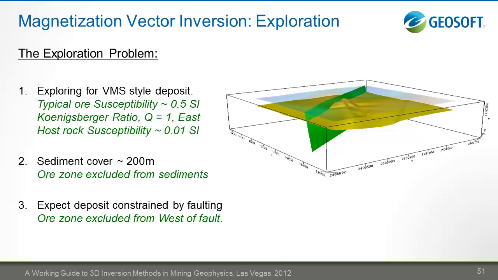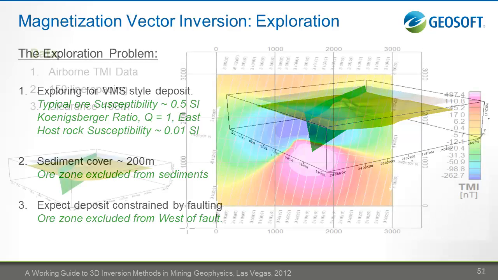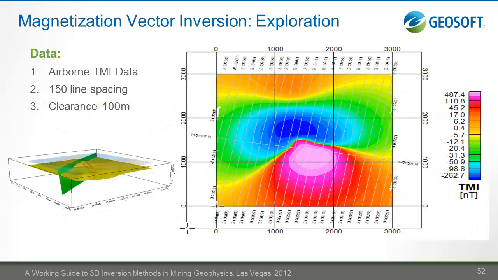So what I'm showing here on the right is the yellow surface, which is the base of the sediments. So the ore zone is excluded from the base of the sediments. We also know that there's been some faulting through this area and that our ore zone is excluded from the west side of this green fault that I'm showing here. So now we have some TMI data on 150 meter line spacing and at a clearance of 100 meters. I'm showing that here in this case.